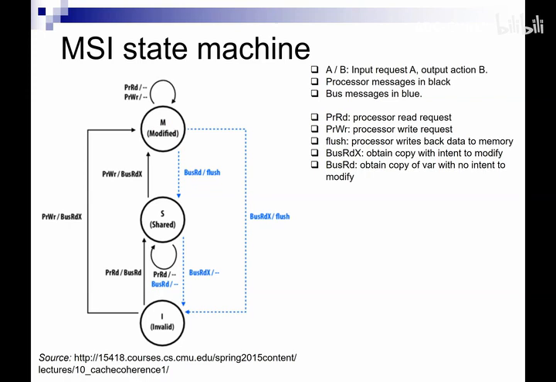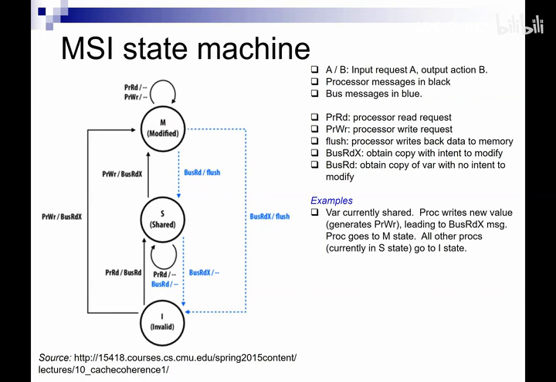Now I'm not going to go through all the different parts of the state machine, but let's look at some example actions from the state machine. For the first example, let's assume that the variable is currently shared. This means that currently all of the processors have the correct up-to-date value for the variable. Now, suppose that some processor wants to write a new value for the variable. Afterwards, only this processor that writes the new value will have the correct value for the variable, right?